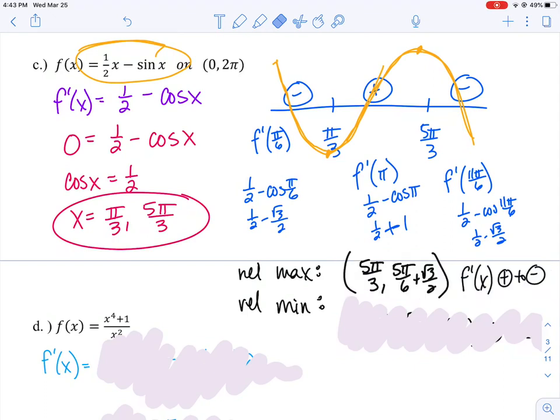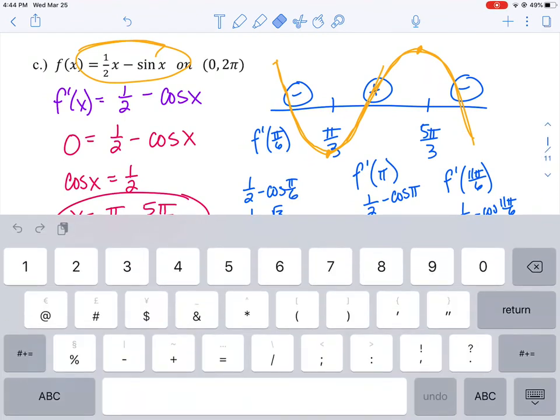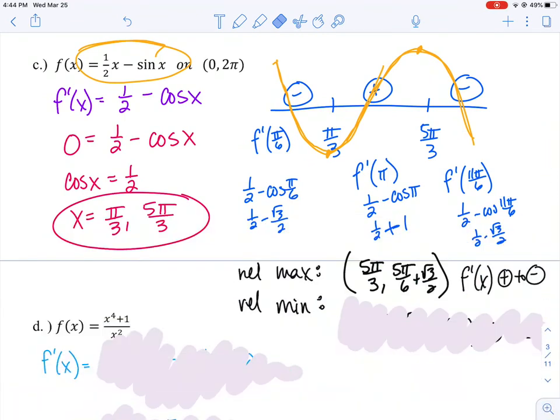So I ended up getting a relative maximum at 5 pi over 3, 5 pi over 6 plus rad 3 over 2. I know it's not beautiful, but that's an exact form. I know that there's a relative maximum there because the derivative changes from positive to negative. I got a relative minimum at pi over 3, pi over 6 minus rad 3 over 2, because that's when the derivative changes from negative to positive. So those are exact values where I have relative mins and maxes using the first derivative test.